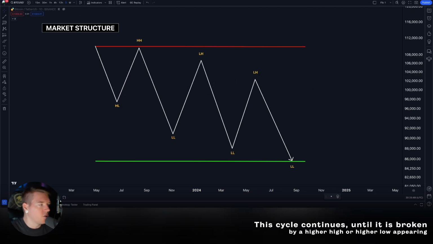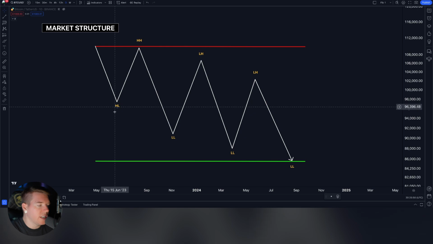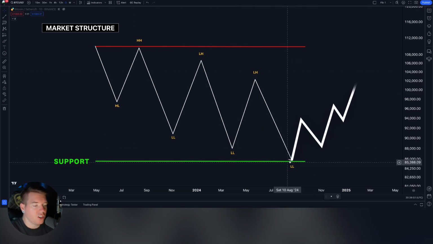Let me move on to the next chart. So here you see that a little bit better illustrated with the higher low, higher high, lower low, lower high, lower low, lower high, lower low. And at that point, when we're reaching here the support level, usually we get a bounce from that back to the upside and start to change structure.